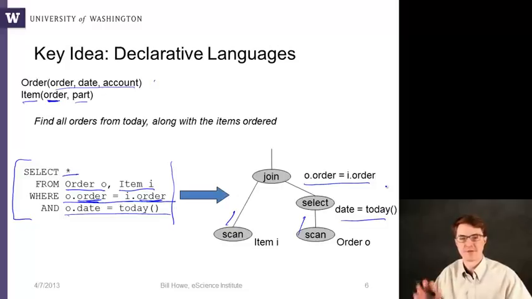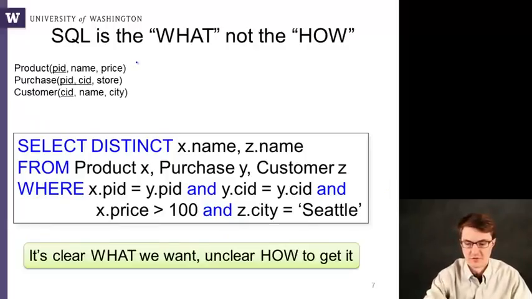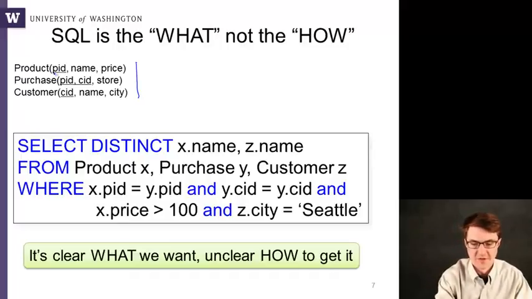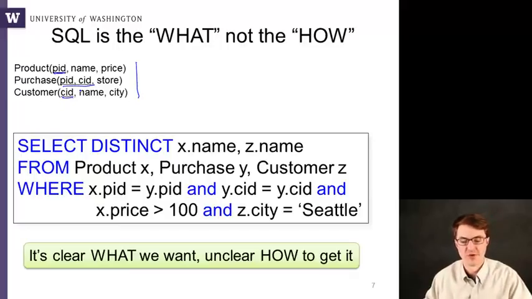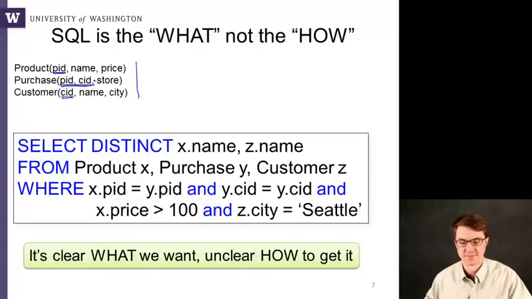So this is happening every time you run a query. So the SQL is the what, not the how. Given another example, there are 3 columns: product, purchase, and customer. And the underlining here, which we haven't talked about, indicates what makes each record unique. And so here the PID makes the product unique, the CID makes the customer unique, and the combination of PID and CID makes the purchase unique.